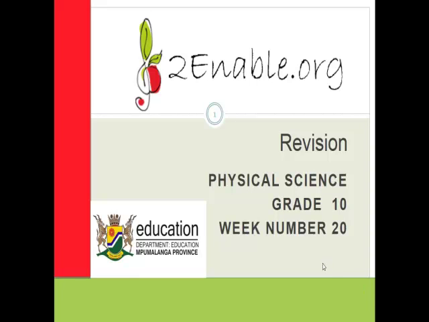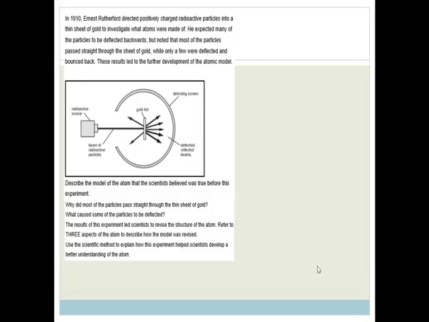Good day, Grade 10. In this final lesson in preparation for your June exam paper 2, we're going to be looking at Ernest Rutherford's experiment. Okay, now it says, in 1910, Ernest Rutherford directed positively charged radioactive particles into a thin sheet of gold to investigate what atoms were made of.